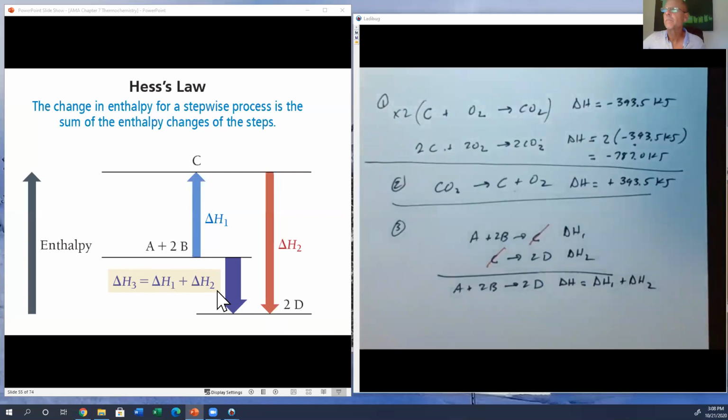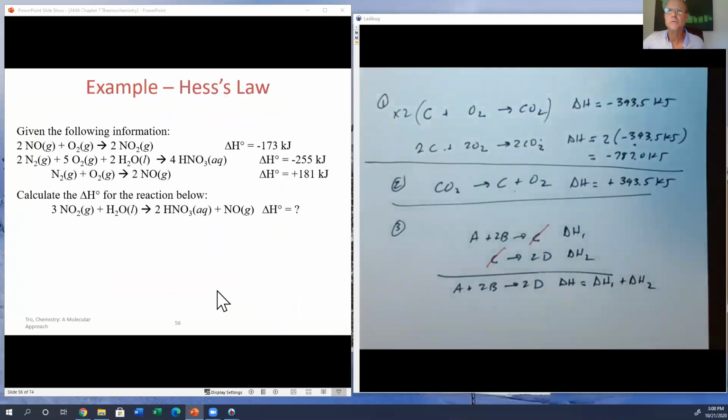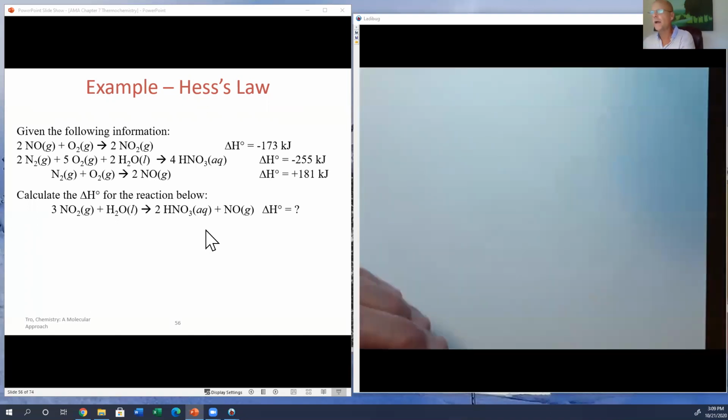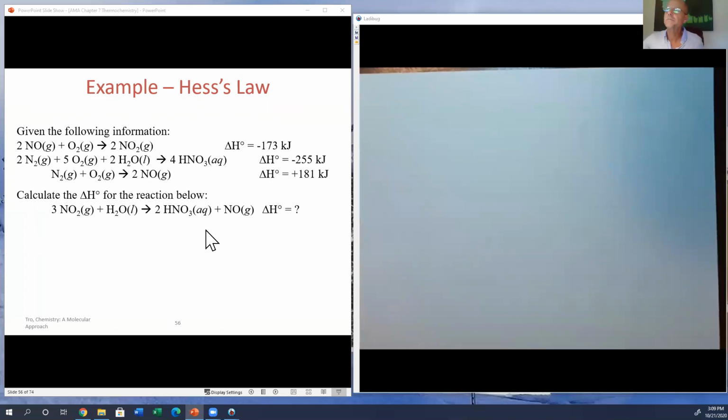All right, what kind of problems will we have to do involving these laws? It'll be a problem kind of like this one, where you're given some reactions and some delta H's for those reactions, and you're trying to find delta H for a related reaction. This kind of problem sometimes requires just a little bit of playing around with. So what you're trying to do is get these three reactions to add up to this reaction. Why? So that you can add the delta H's and find delta H for that reaction. All right, so that's what you're trying to do.